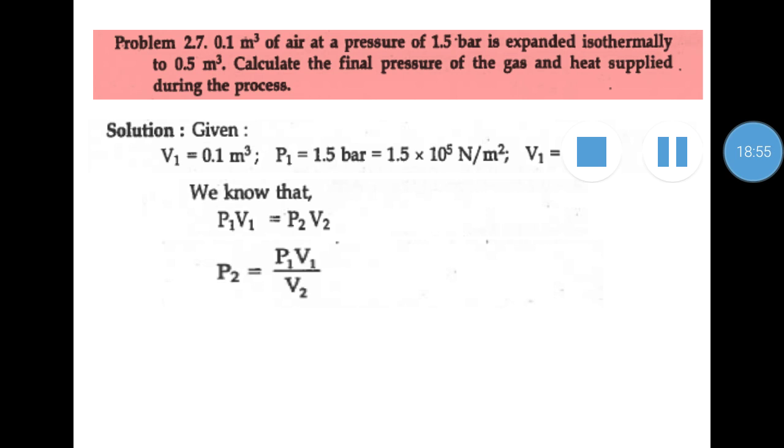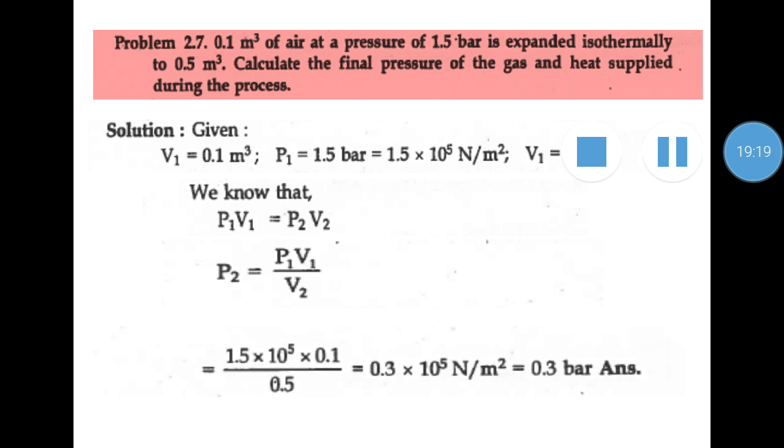So here P1 we know, V1 we know, V2 we know, but we don't know the value of P2. Solving for P2, we get P2 is equal to P1 V1 divided by V2. Filling in all the values, P1 is 1.5 into 10 raised to 5, V1 is 0.1 and V2 is equal to 0.5. So we get 0.3 into 10 raised to 5 Newton per meter square, that is 0.3 bar, the required pressure value. And we have to find out the heat supplied.